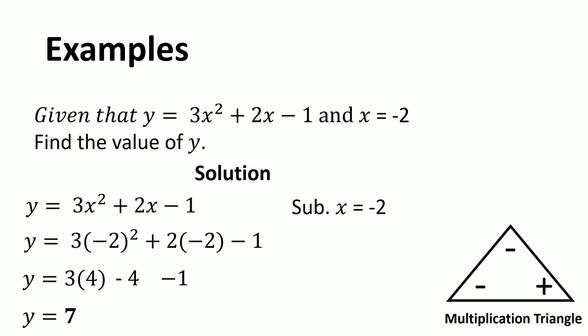This is so because 3 times 4 is 12, and 12 minus 4 is 8, and 8 minus 1 is 7. Our conclusion therefore is y equals 7 when x equals negative 2. That is, if you were to substitute x equals negative 2 in the equation y equals 3x squared plus 2x minus 1.